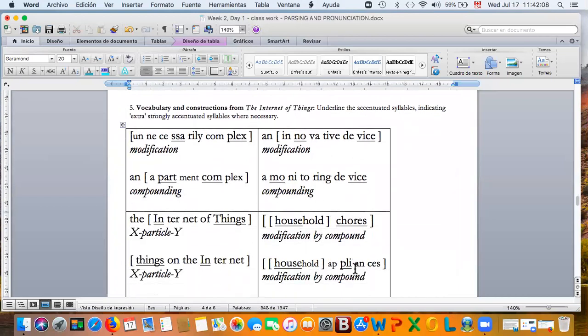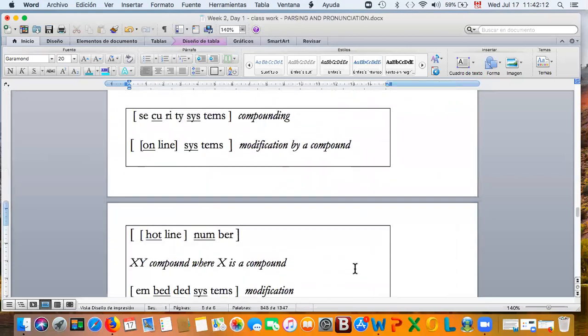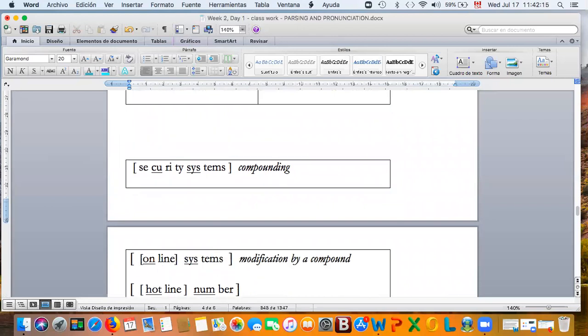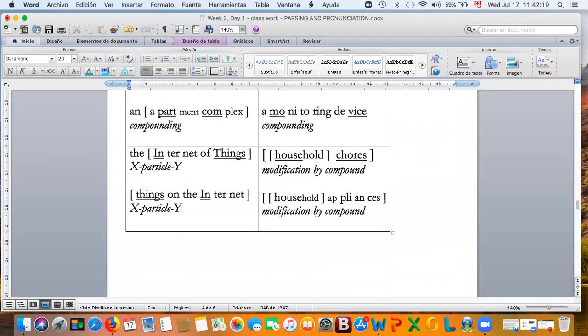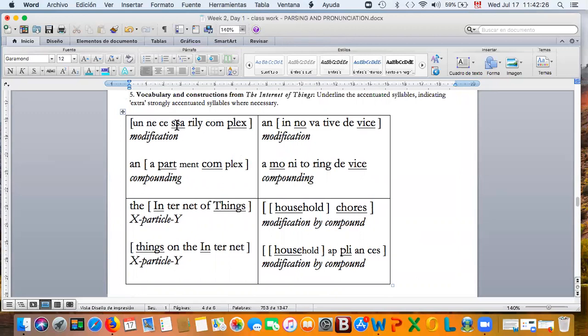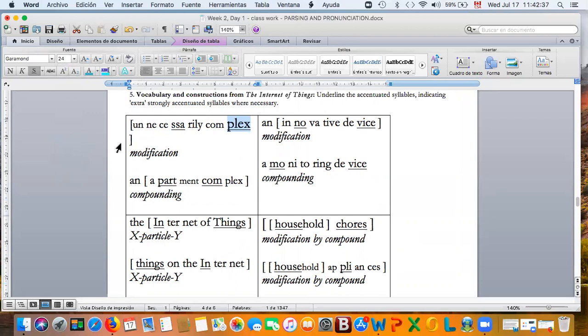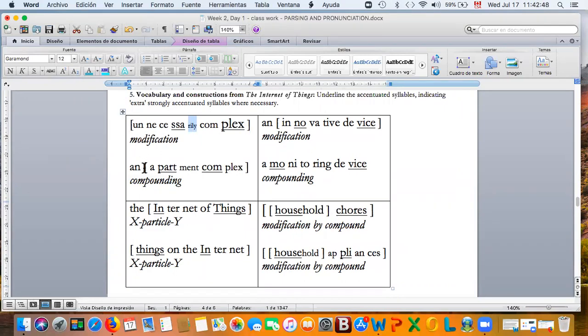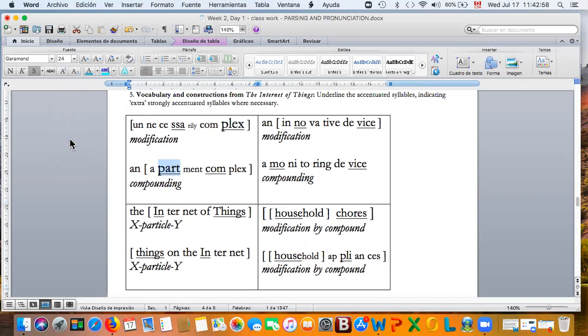Finally, we have this exercise here. I will go through this rapidly. You have modification, unnecessarily complex, versus compounding. An apartment complex. An apartment complex.